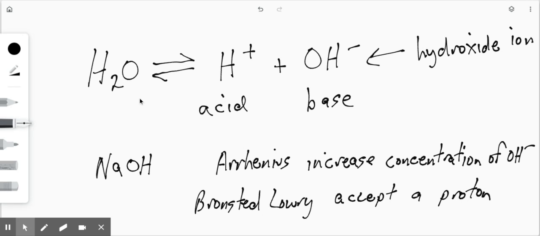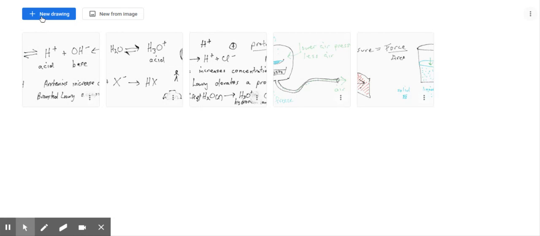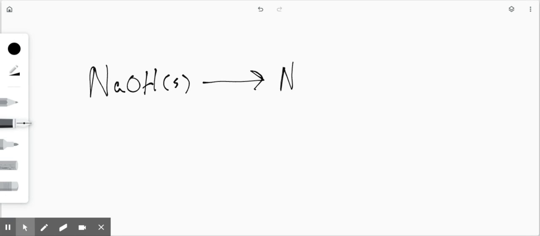So let's take a look at some bases. Well, actually, before we do that, let's take a look at sodium hydroxide and how it's behaving. So if sodium hydroxide, simply put, is put in water, and by the way, this is a solid. It's a solid crystal you can find in the chemical cabinet. When we dissolve this in water, what do you think you're going to get? Exactly, Na plus and OH minus.